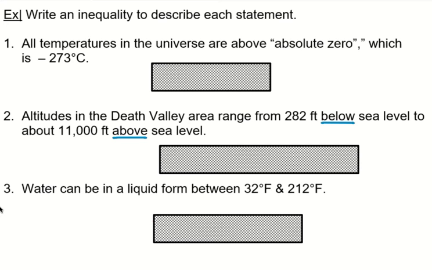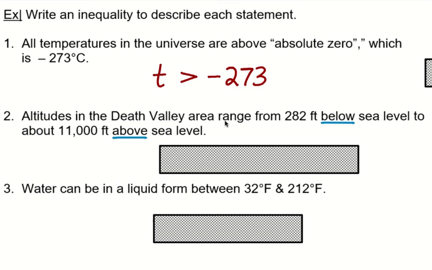All temperatures in the universe. This got real interesting real fast. All temperatures in the universe are above absolute zero, which is negative 273 degrees Celsius. So we're going to use the variable T to represent all these varying temperatures. And so how can we write an inequality that says that all temperatures are above this number? Wouldn't it be this?